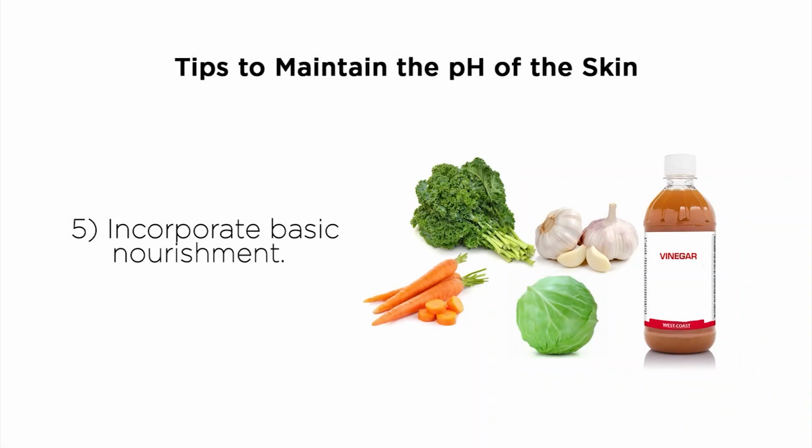Next, fifth, incorporate basic nourishment. Basic nutrient helps the blood to retain more oxygen and helps the absorption cycle, which thus results in a more clear skin. Nutrient, for example, kale, garlic, carrot, cabbage, apple cider vinegar are known to have pH adjusting properties and should be included in our diet. That's all for this session.